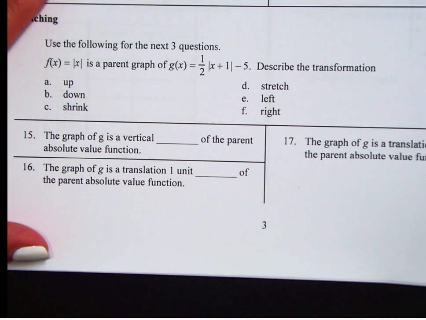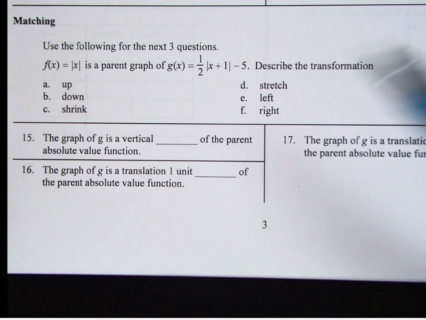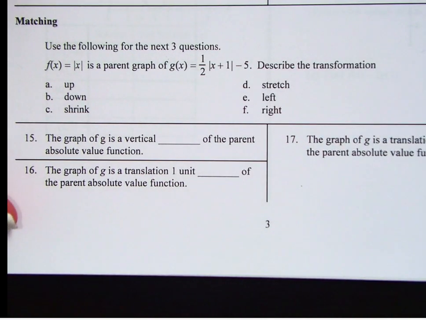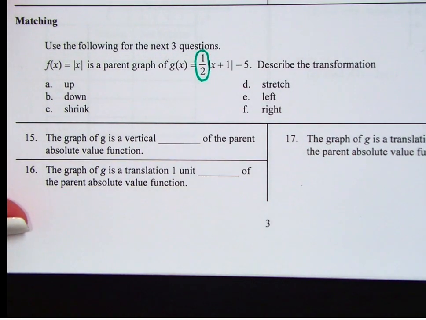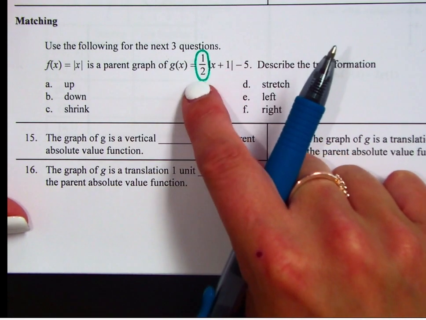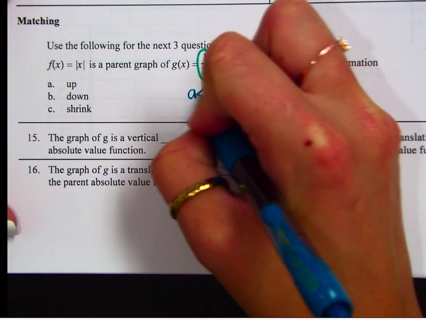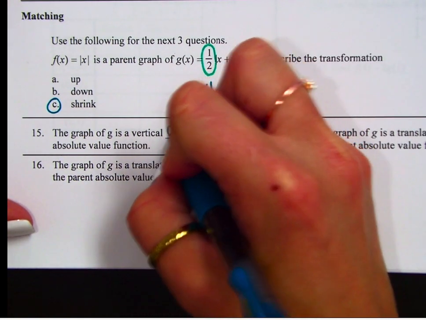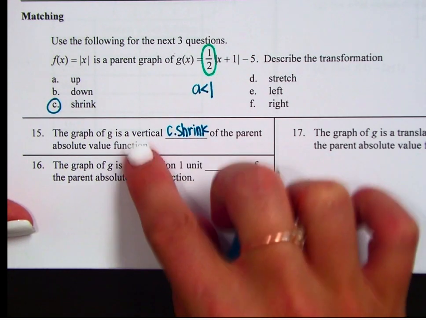Okay, for 15, 16, and 17, we're going to be looking at this parent function, absolute value of x, and then this transformation. So we're going to describe the transformation. Hopefully we remember, we spoke about this in the beginning, this number being multiplied is your a value, and this is going to determine a stretch or shrink. This number is less than 1, so it's going to be a vertical shrink. So the graph of g is a vertical shrink. So we'll put in C, shrink of the parent function.